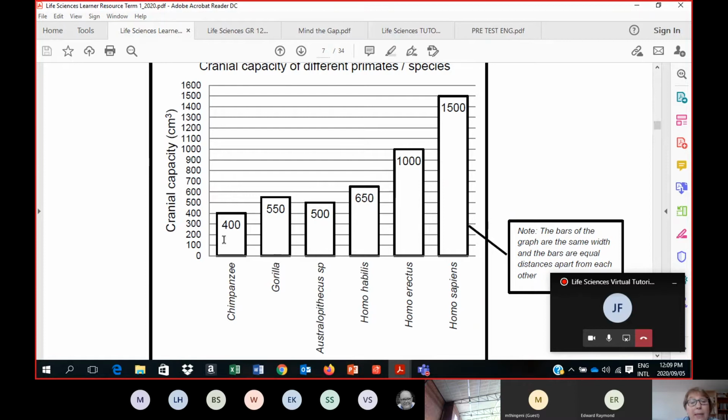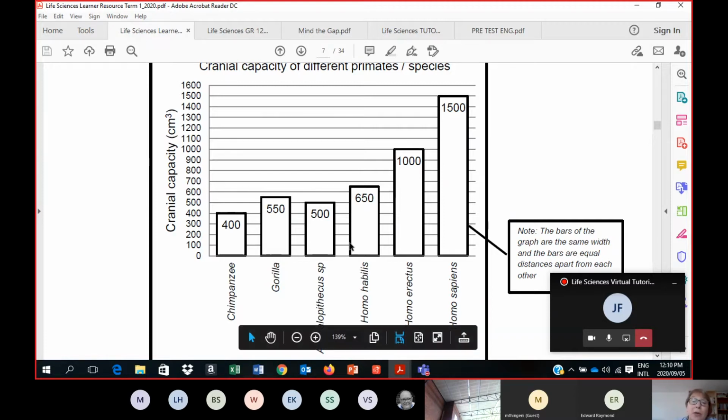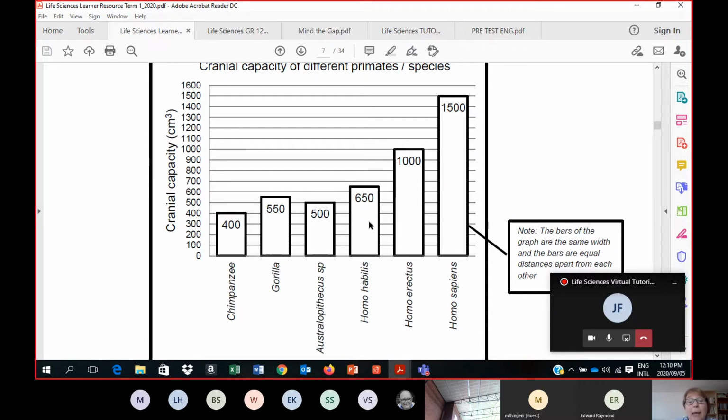And very important, you can see that this bar over here is exactly the same bar width as the bar for the gorilla, and that's the same as the width of the bar for Australopithecus, and so on. And also you can see that the little spaces between the bars are exactly the same. So this is a good graph, and you actually do get marks for drawing this correctly, showing and indicating that the widths of the bars are the same and that the spaces between the bars are the same.